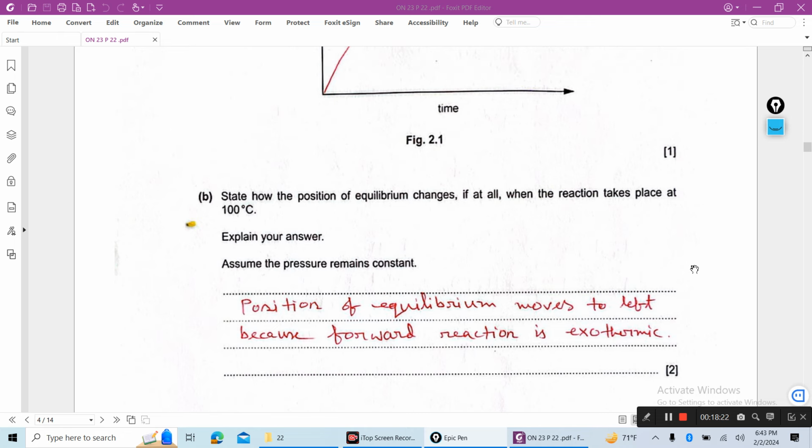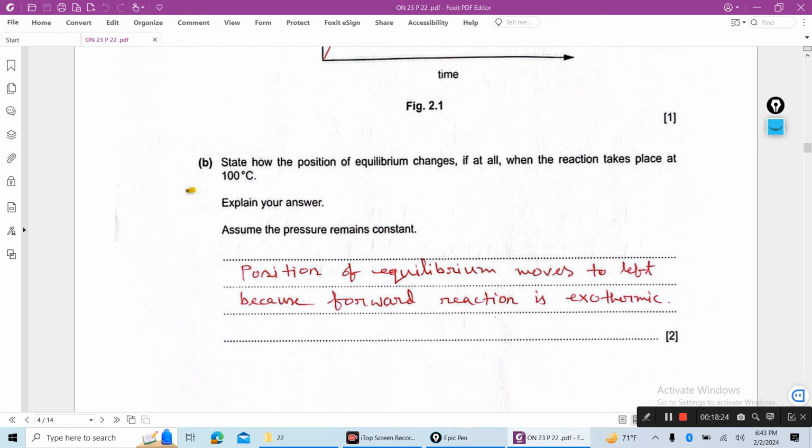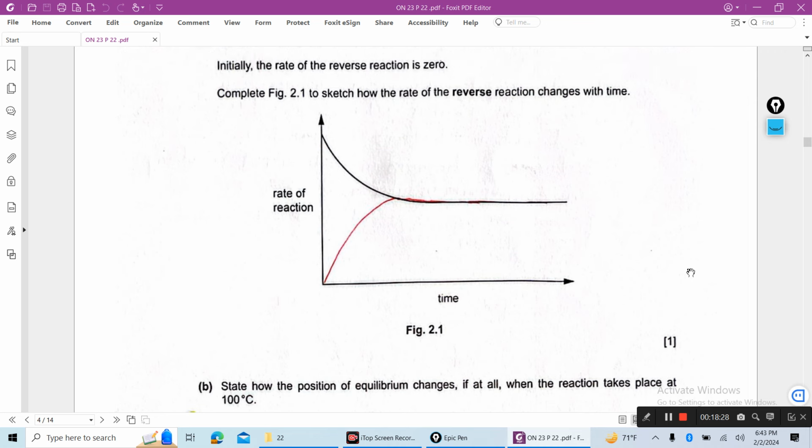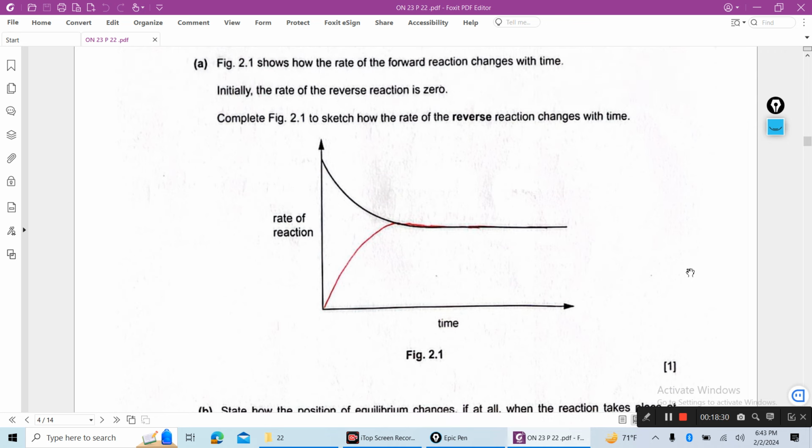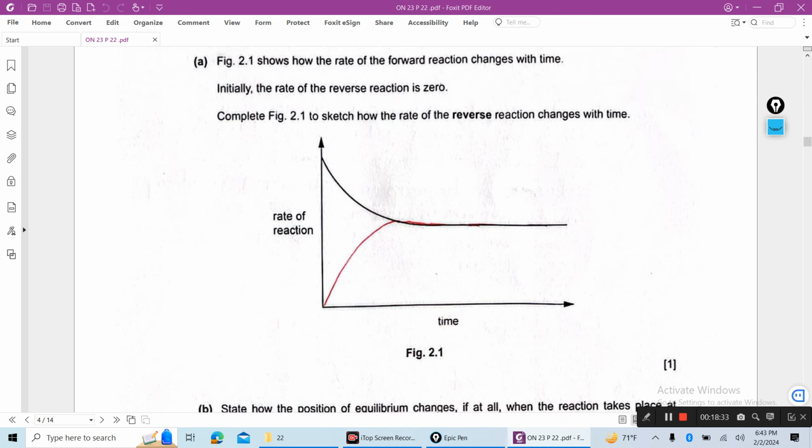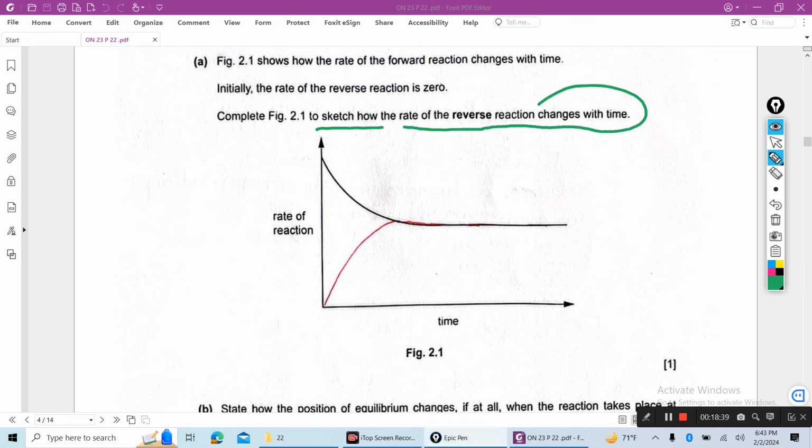Now you see, to sketch how the rate of reverse reaction changes with time. With time, the rate of reverse reaction increases, and at this point the rate of reverse reaction and rate of forward reaction become the same.